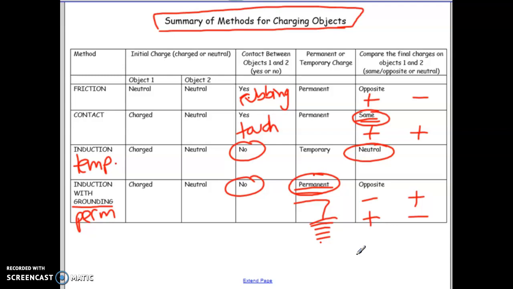Okay, so this is going to be the end of our static electricity portion. Our next lesson in electricity will be starting to look at current and looking at circuits.